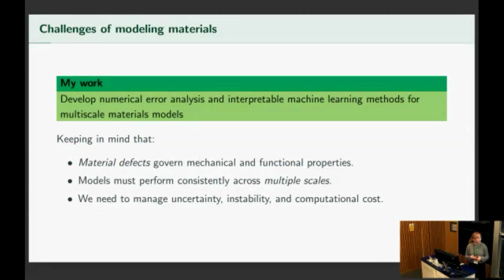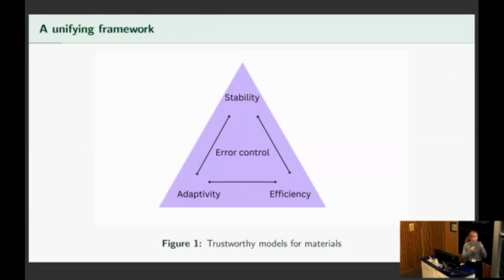Some through lines for all of my projects. We keep in mind that material defects govern mechanical and functional properties. So our models must be able to capture and detect defects. Models must perform consistently across multiple scales, and also we keep in mind the need to manage uncertainty, instability, and computational cost. As for my talk today, I am just going to go through a brief overview of a range of my projects as they apply to materials science, and hopefully we can talk more throughout the week about some areas for collaboration.